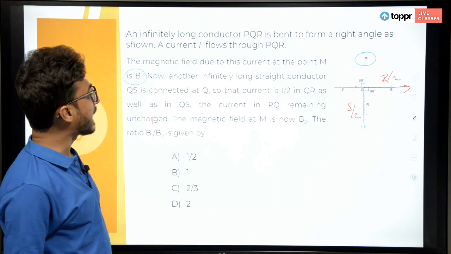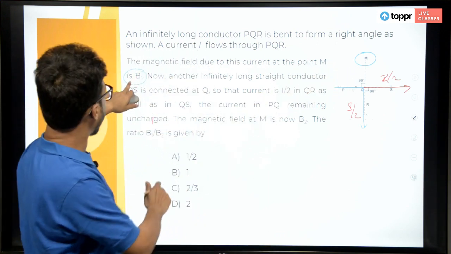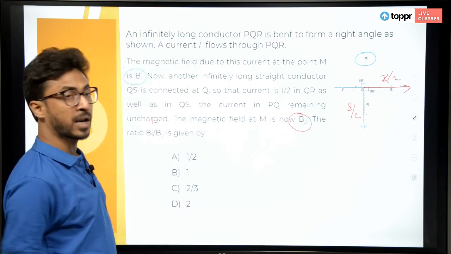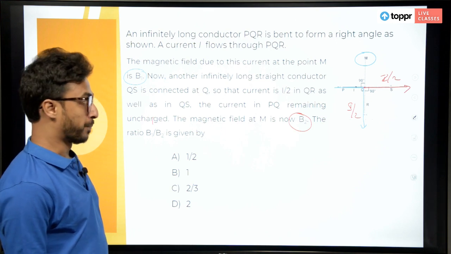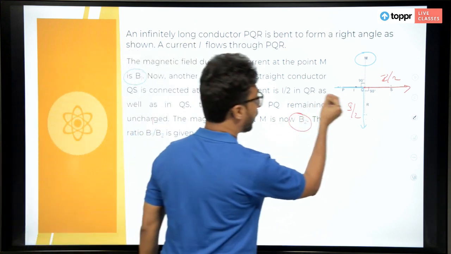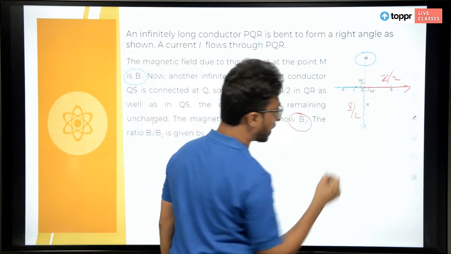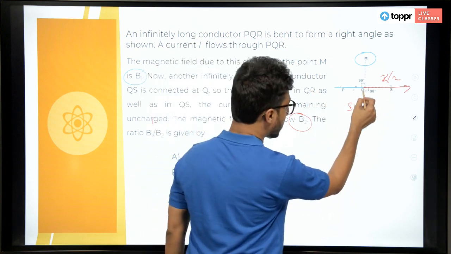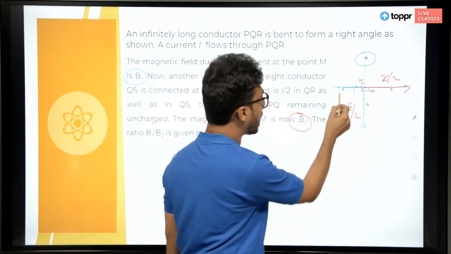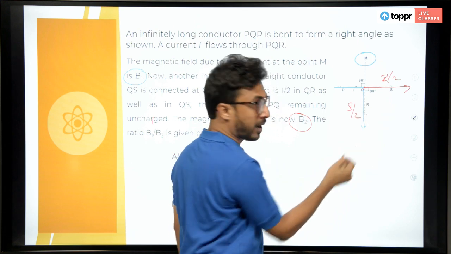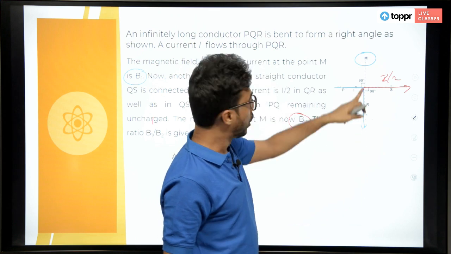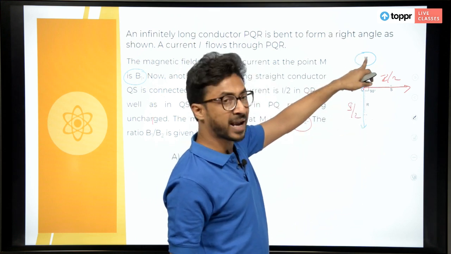The magnetic field at M is now B2. So initially the magnetic field was B1, now the magnetic field is B2. The ratio of B1 and B2 we have to find. Okay, moving deep into the problem, first look what is happening. First, this was the current flow marked by the blue line. When current is flowing like this, a magnetic field at M is generated. But magnetic field is generated only by the PQ, because M is lying along the line QR, so this QR part will not generate any magnetic field.